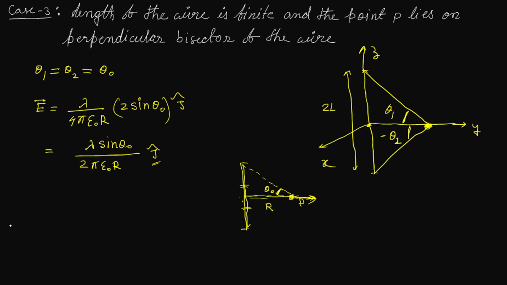And then finally, if it is of finite length, and we want to calculate the field on the bisector, then in this case the magnitude of the electric field will be lambda sine theta divided by 2 pi epsilon r. And in this case also the electric field will be perpendicular to the length. Again, it depends on the nature of the source charge. If the source charge is positive, then the electric field will be away from the wire. If it is negative, then it will be towards the wire. Okay.